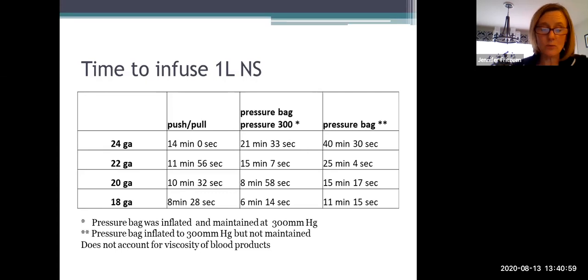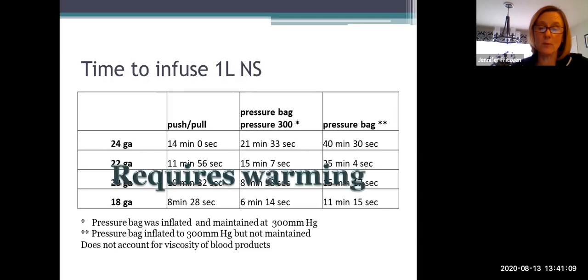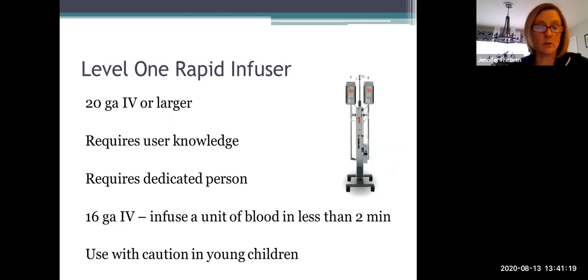Now remember, this is normal saline, so I did not account for the viscosity of blood or blood products, which will take a little bit longer because they're thicker. Now with either of these mechanisms to infuse volume, remember we have to warm this fluid, so we're going to have to push-pull or use the pressure bag through the fluid warmer in order for our patients to get the max results.